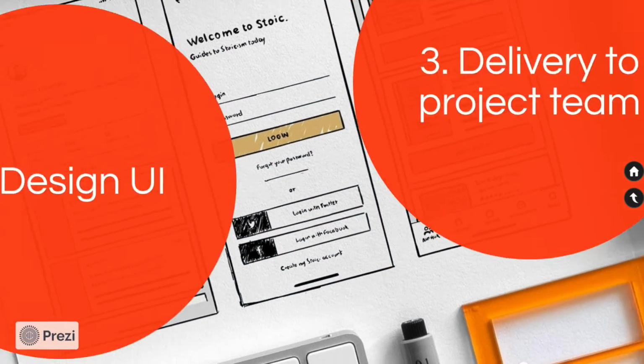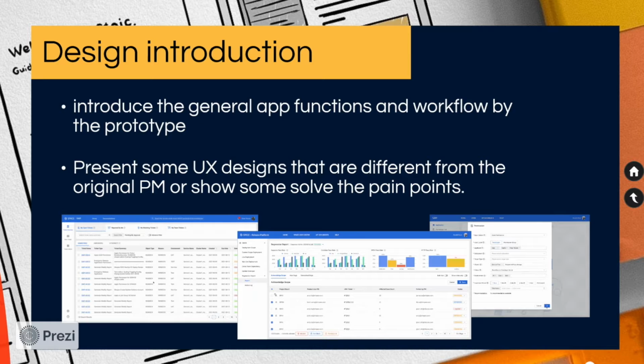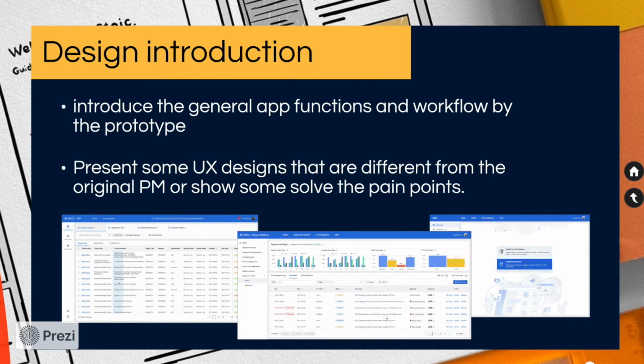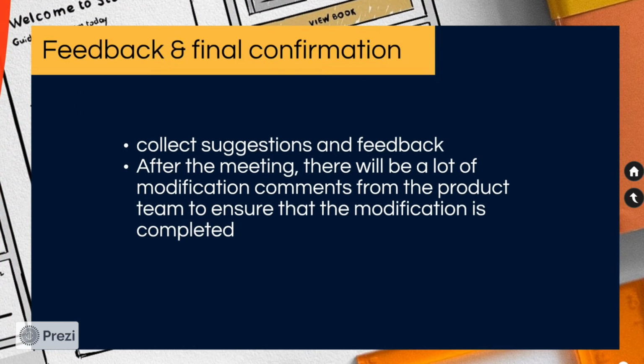Let's jump right into point 3, delivery to the project team. After the design is completed, it's necessary to introduce the latest design to the project team. On my side, we will use the prototype to introduce the general app functions in the workflow and UI flow. We present some UI designs that are a little different from the original PM's ideas, or show some solutions to the pain points. On the other hand, the PM team will collect the suggestions and feedback and give us more details and optional modified requirements.